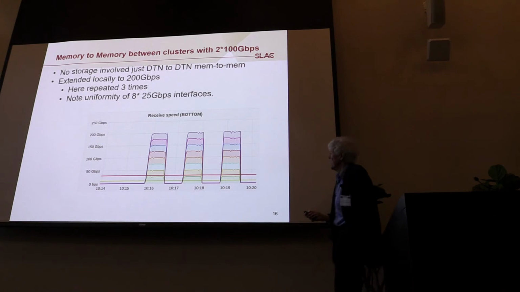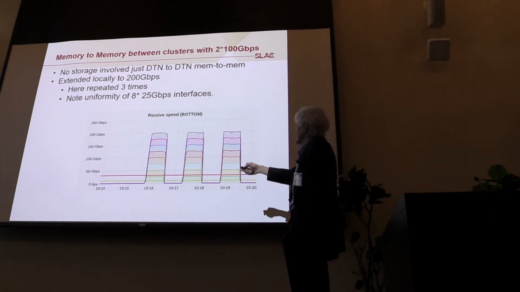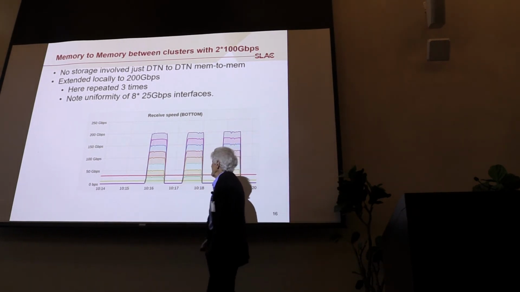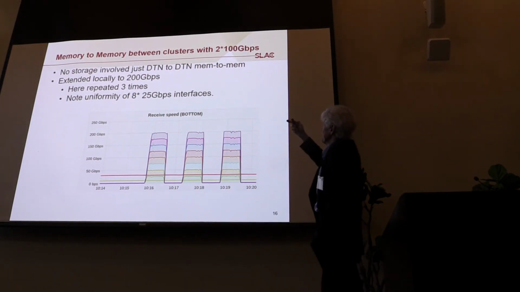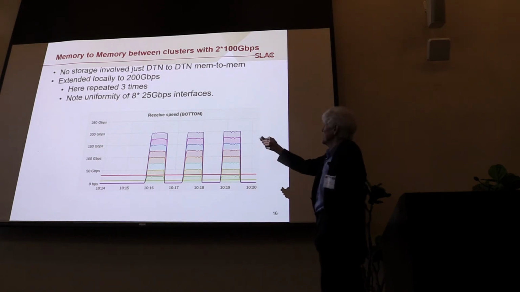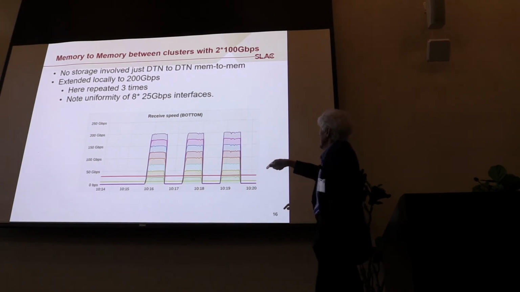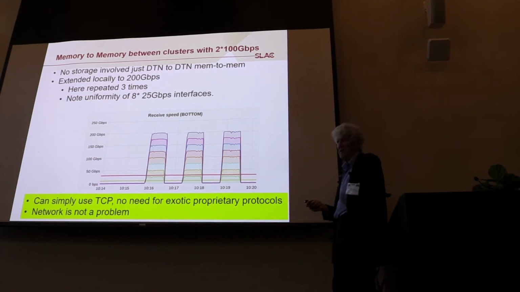Okay, so this shows you what each of the NICs is seeing. You can see that each of the streams is very consistent. There's not a lot of burstiness between them. But this was just doing memory to memory. It's doing memory to memory over 200 gigabit per second Ethernet. So there's no storage involved. And you can see we repeated it here 3 times. And so that seems to work at 200 gigabits per second. There was no need for TCP, no need for exotic proprietary protocols. The network's not the problem in this case.